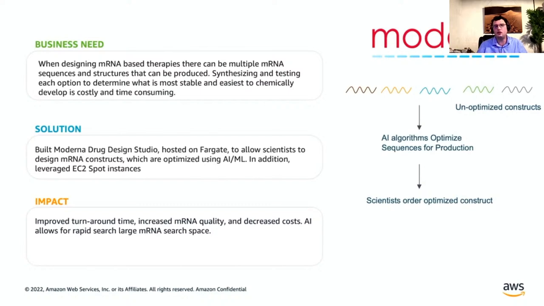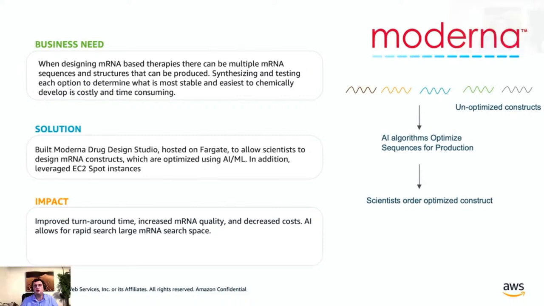The factors of this are, obviously, you want a construct that's effective, but it also has to be the most stable and easy to chemically develop. The key impact of this is that it improved turnaround time, increased mRNA quality, and decreased costs. And again, a theme I want to emphasize is that AI here is allowing for much more rapid basic science at scale. And a key point here that I want to emphasize is that scientists are integrated with this AI.